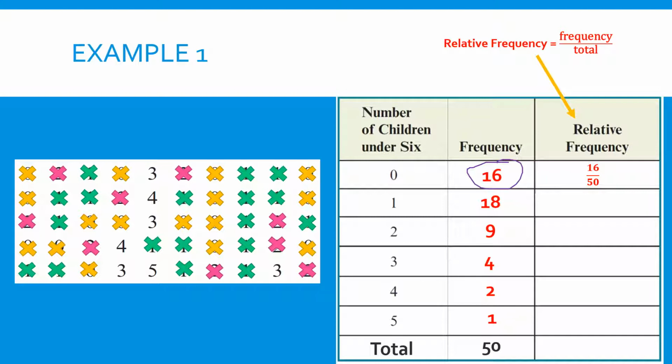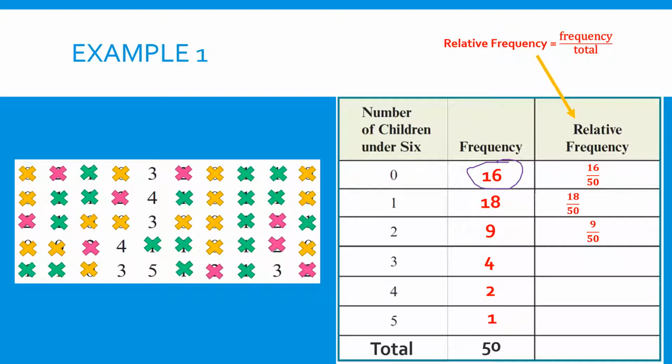Now, let's finish up. Like I said, if you want to pause the video, fill the rest of yours out, and then make sure yours match mine. I'm going to go through these kind of quickly. So for the number of children under 6, the people that have 1 child under the age of 6, the relative frequency is 18 over 50. I'm kind of staggering these so that they don't all run into each other. So if you're wondering why I scooted that one over some. Next, for 2 children under the age of 6, the relative frequency is 9 over 50.